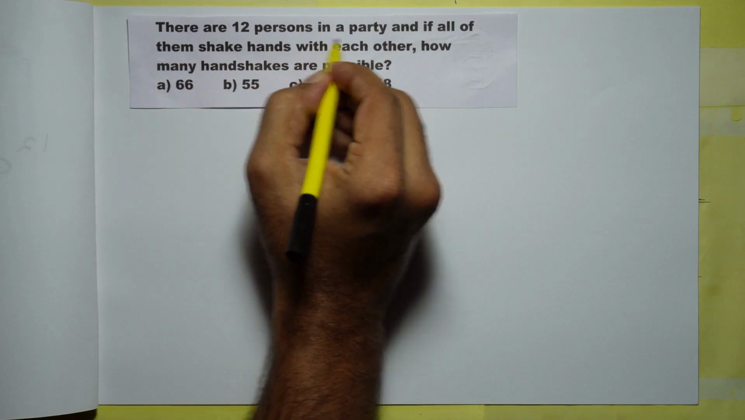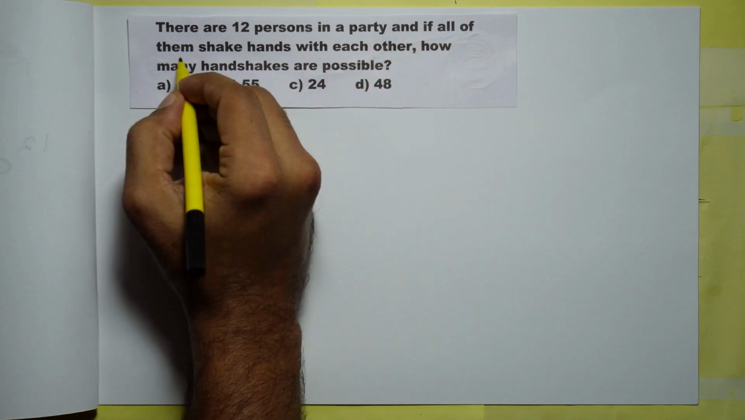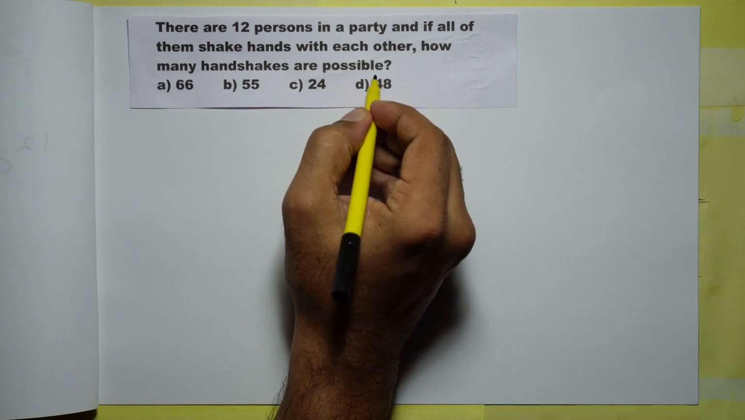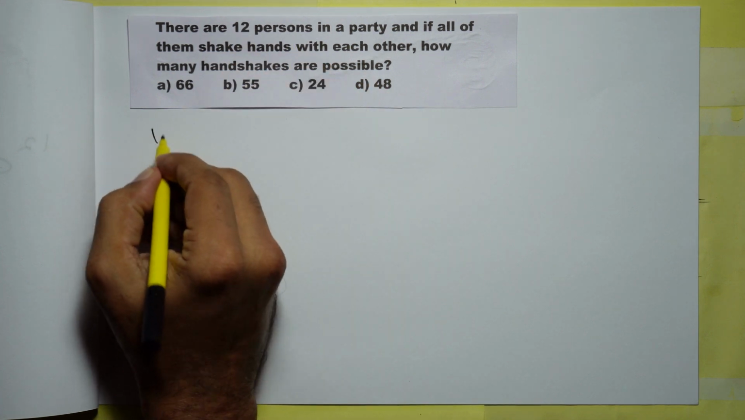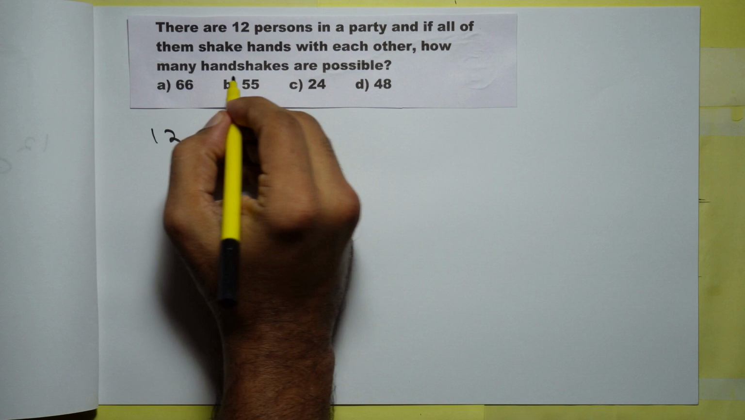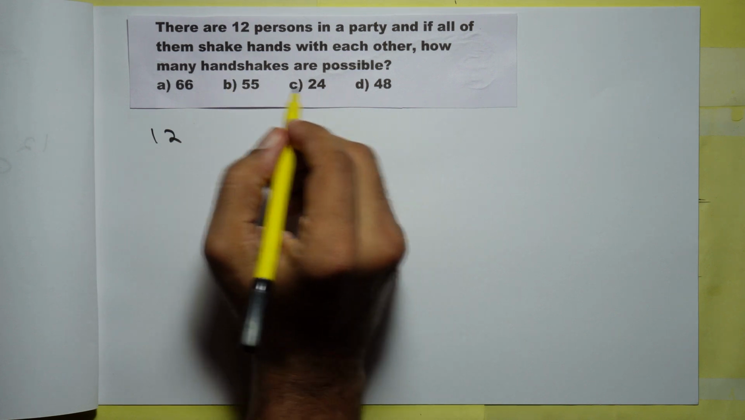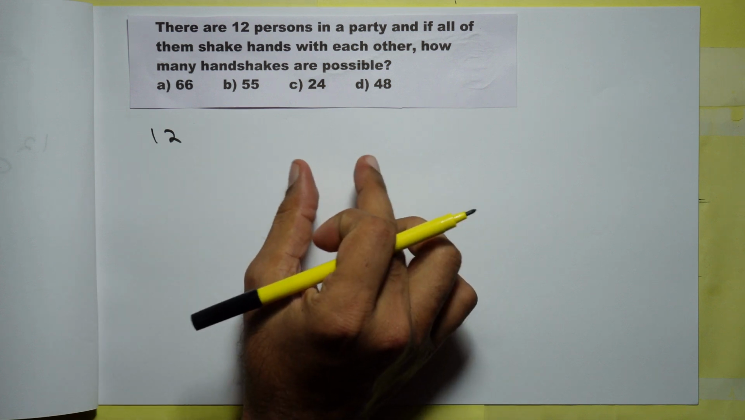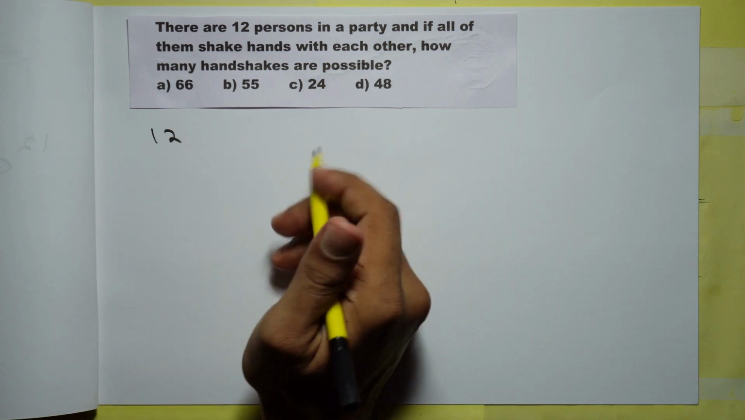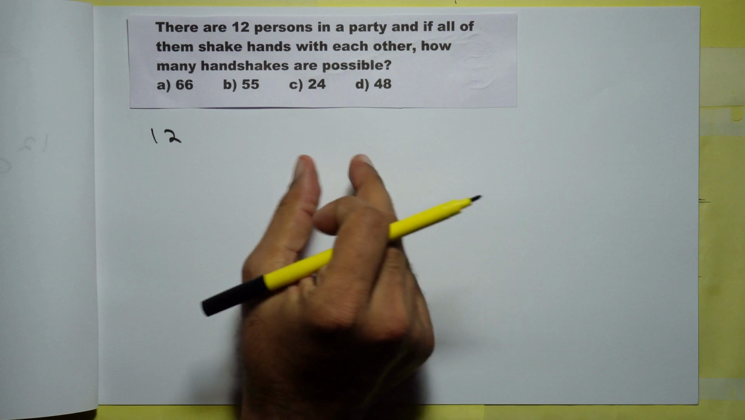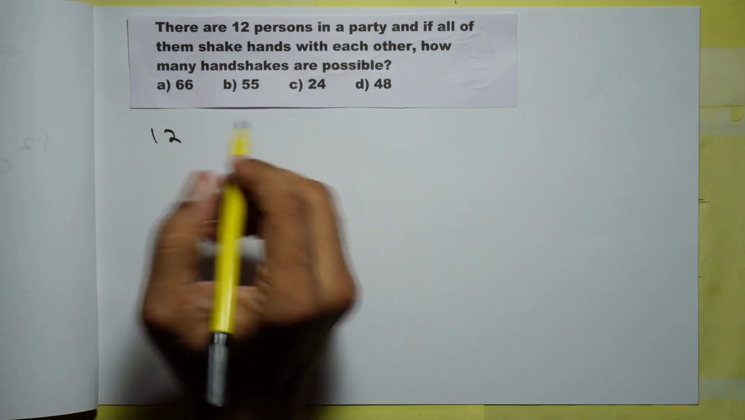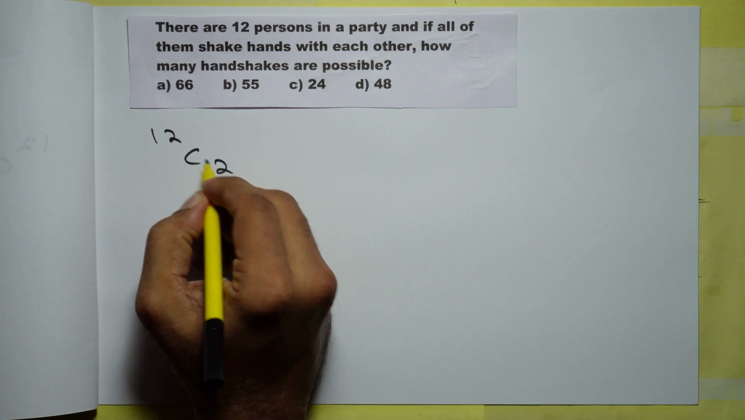There are 12 persons in a party, and if all of them shake hands with each other, how many handshakes are possible? So altogether 12 people are there, and how many handshakes are possible? Now the requirement for a handshake is 2 people. Now if you have a set of 2 people, immediately you will get a handshake. So how many sets of 2 people can you select? That many handshakes are possible. So from 12 you need to select 2.